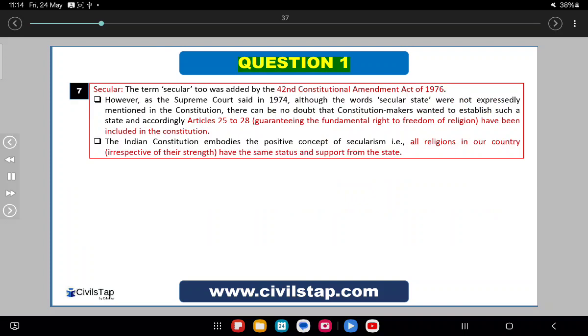6. Secular. The term secular, too, was added by the 42nd Constitutional Amendment Act of 1976.